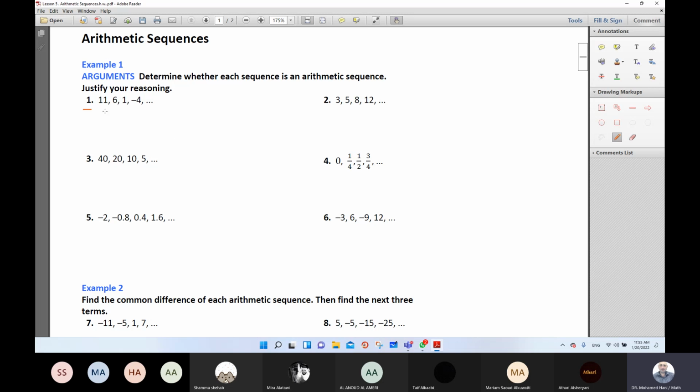As you see here, from 11 to 6, we have minus 5. From 6 to 1, also we have minus 5. From 1 to minus 4, also we have minus 5. So here we have the same common difference, or the same slope. So it means yes, this is an arithmetic sequence. Right. In this example, who can tell me, is this arithmetic or not?